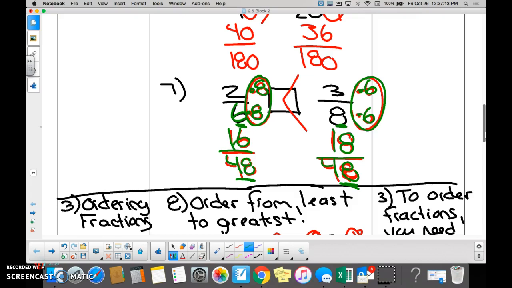What is bigger, 2 sixths or 3 eighths? 3 eighths. Was 18 bigger than 16? Yes. So 3 eighths is bigger. Does everybody understand the process? Yes. Very specific we are with our processes.